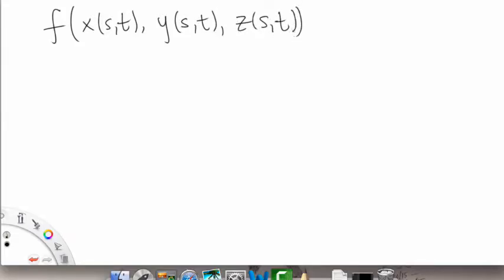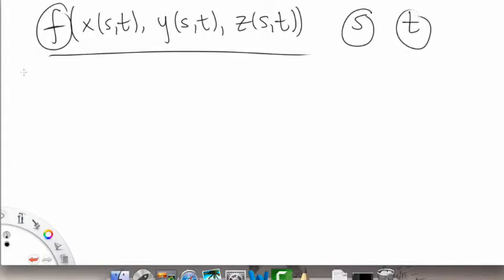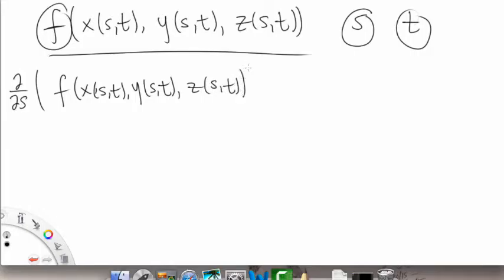To take the derivative of this, since we have these two independent variables, s and t, separately, we can express the derivatives of this whole thing with respect to each of the independent variables separately. So we have to take a partial derivative. Let's focus on the s first. If we take the partial derivative with respect to s of f of x of s and t, y of s and t, z of s and t, there we go.